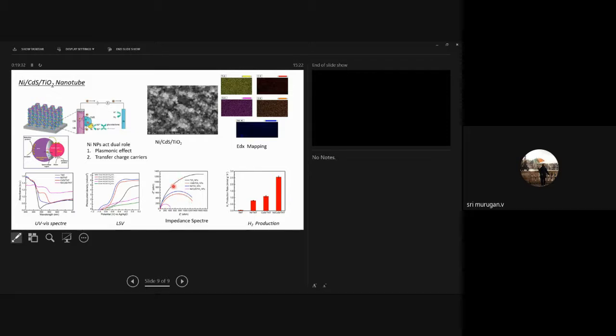There is one more comparison also. For bare TiO2, the charge transfer rate is very slow, because I told you that it is an indirect band gap semiconductor. There will be a chance of getting recombinations. So once it is nickel deposited, it is considerably reduced. So this nickel acts in a dual role here. It is able to transfer the charge carriers also.